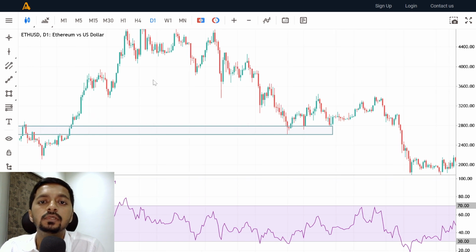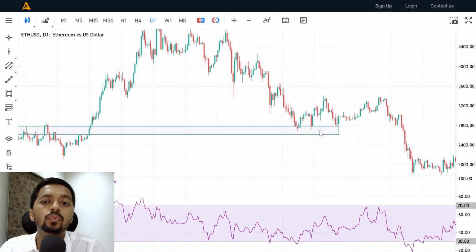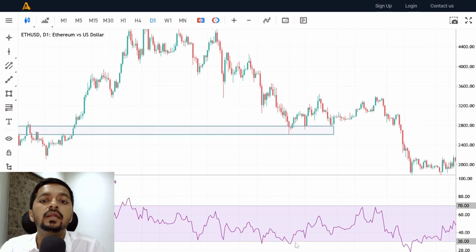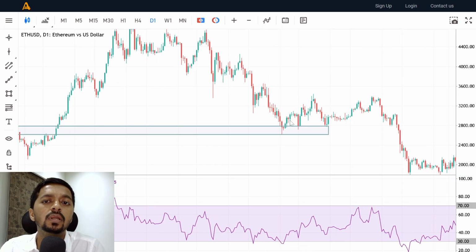So what you can do is, if price is entering an important support, just look at the RSI value, whether it is trading below 30. If yes, then you can look for a long scenario over that point. But these are the exceptional scenarios.